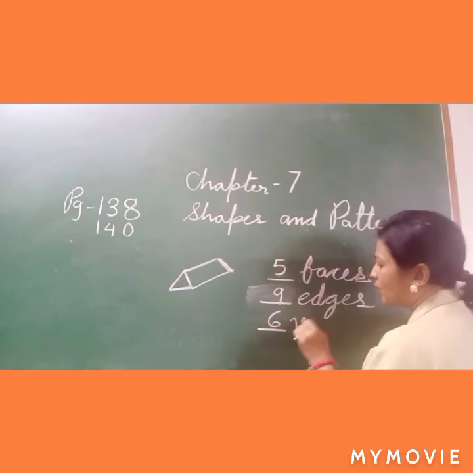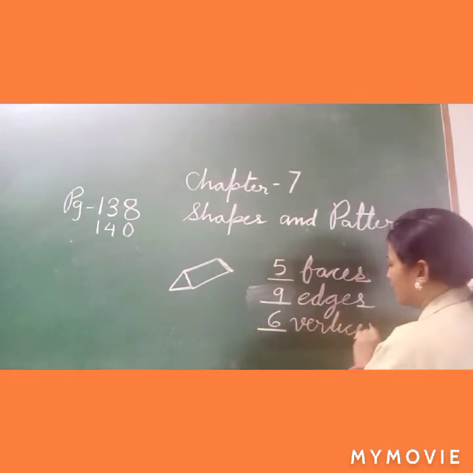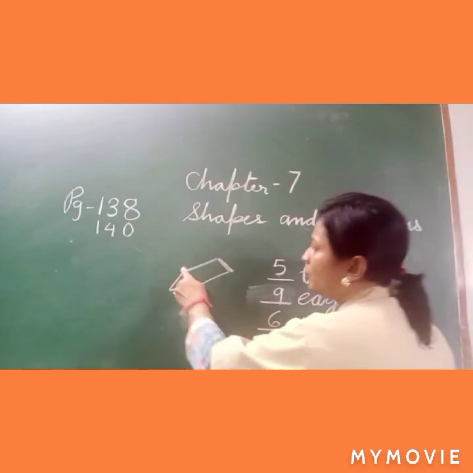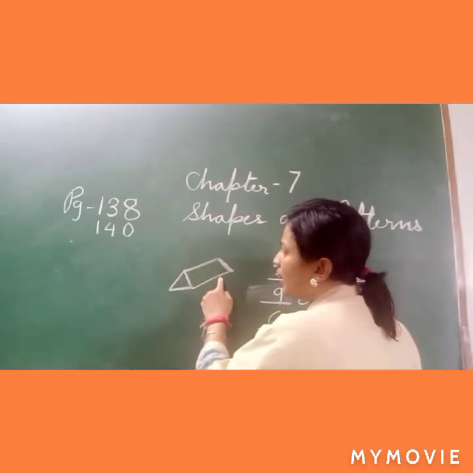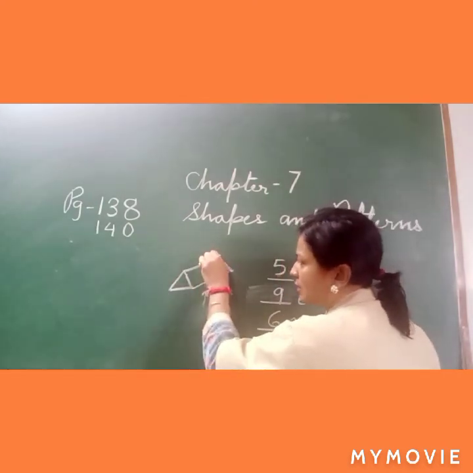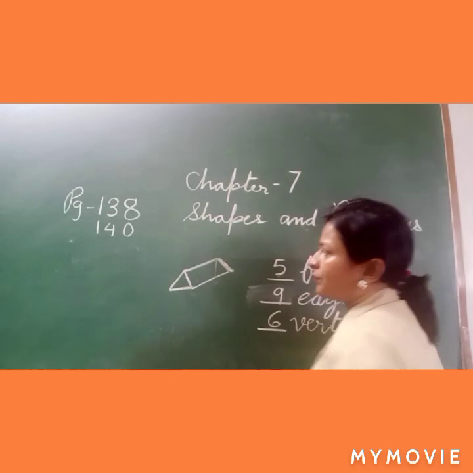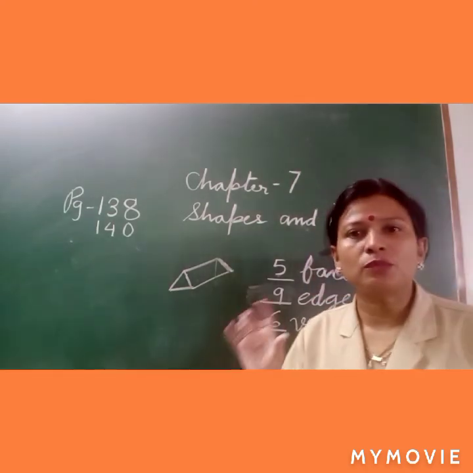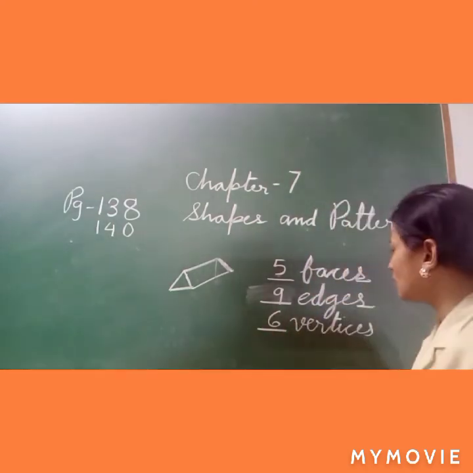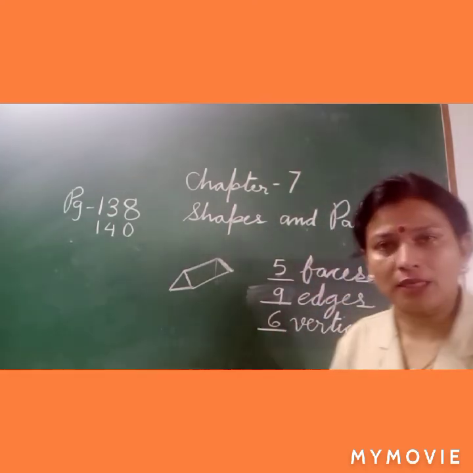6 vertices are there, corners. 1, 2, 3, 4, 5, here 6. One more, it's like this only. When you see the prism, you will get the idea. 6 vertices are there, corners are there.